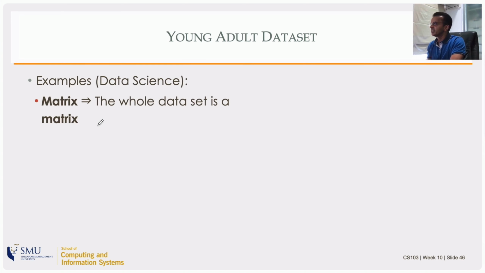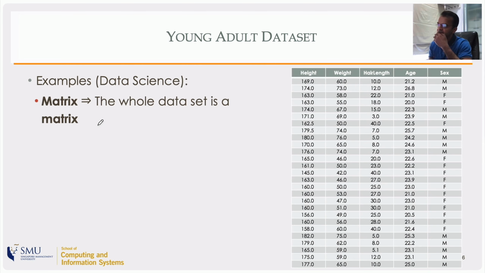Let's take a real data set to understand this better. The whole data set is basically a matrix. I have a data set here. This is a real data set that I collected from my students a couple of years ago to do some project. I asked them for their height, their weight, their estimated length of hair, their age, and their sex, male or female. As you know, males tend to be a little older than females in Singapore because of national service, and they tend to be a little taller and heavier, and they tend to have shorter hair.